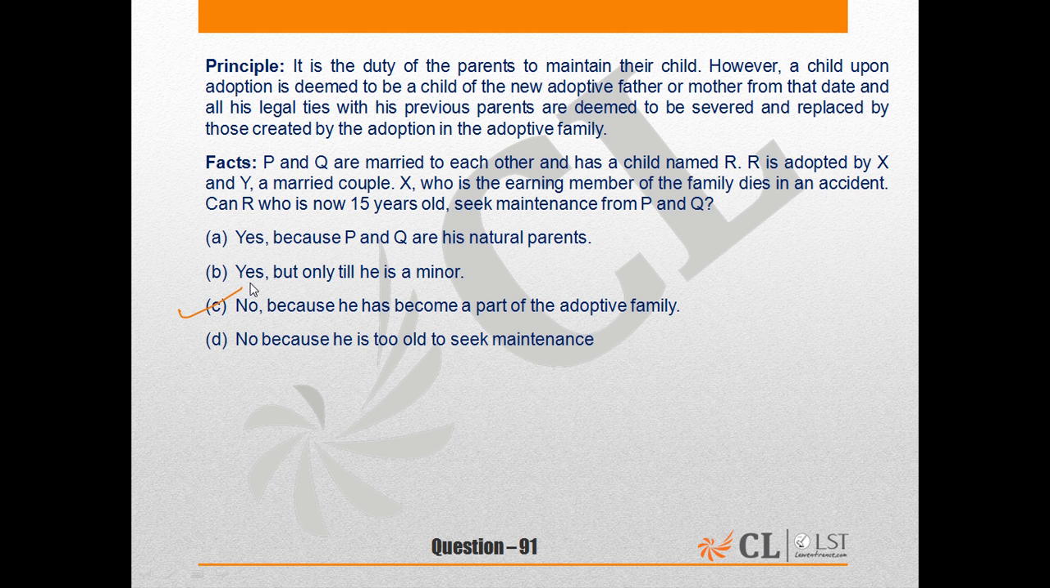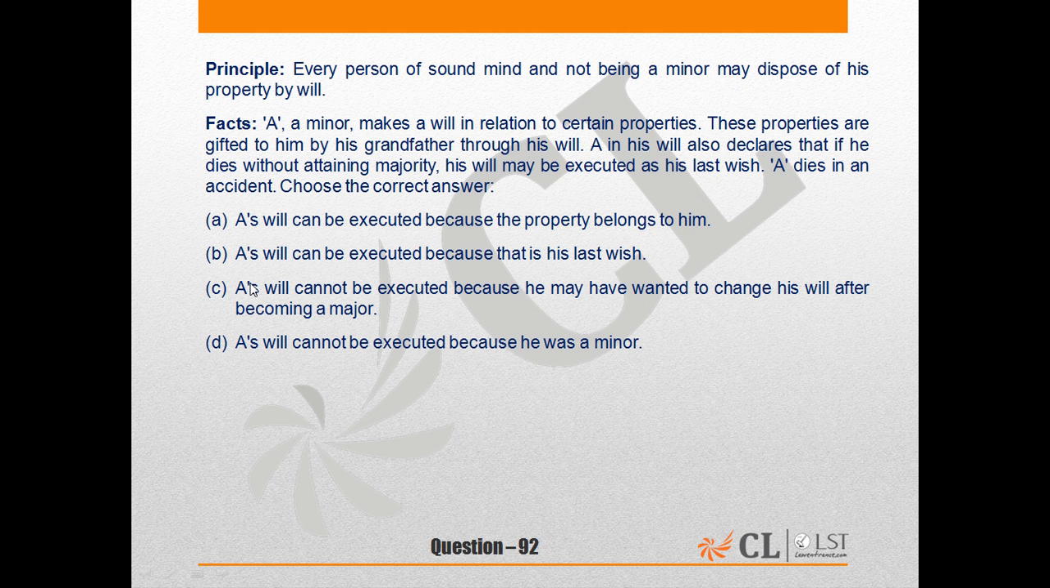Now, moving on to question 92. Again, this is a very easy question on the concept of general principles. Every person of sound mind and not being a minor may dispose of his property at will. Now, in this case, the minor makes a will, but it cannot be brought into effect because he's a minor. So therefore, A's will cannot be executed because he's a minor. The correct answer option would be option D. This was also marked correct by the majority of the students, so no doubt in this.